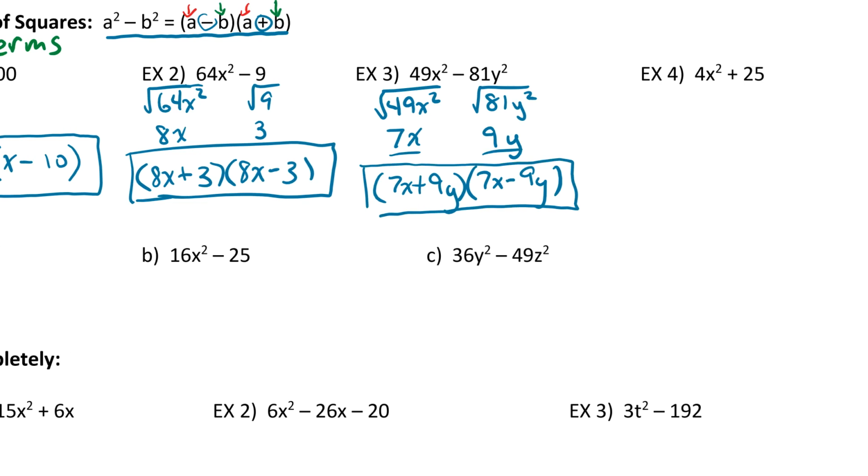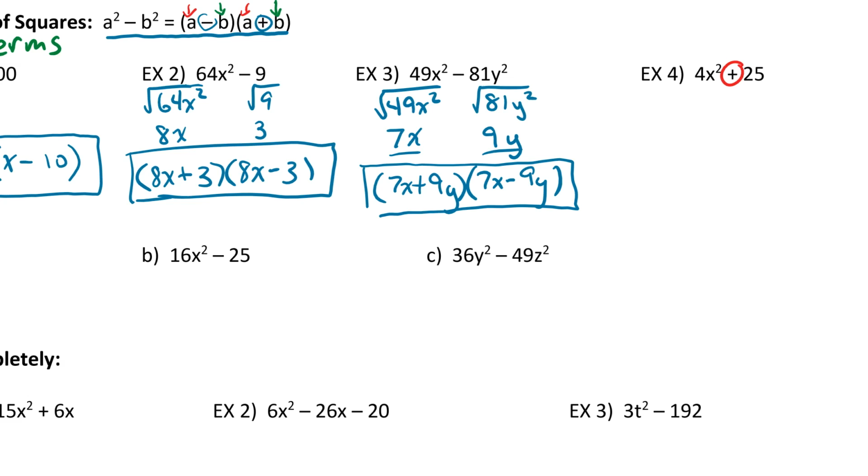All right, example 4. So for example 4, at first glance it just looks exactly like the other ones. Because we could do the square root of 4, we could do the square root of x squared, we could do the square root of 25. However, this has a plus in the middle.